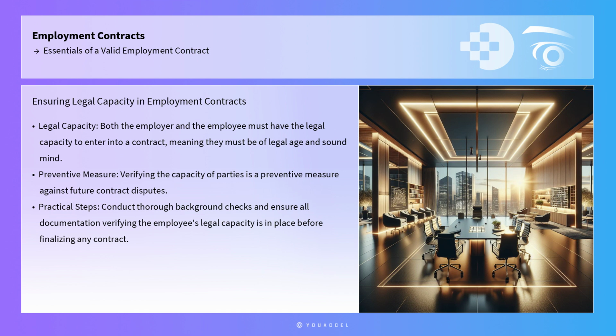Another critical element is the capacity of the parties involved. Both the employer and the employee must have the legal capacity to enter into a contract. This means that the parties must be of legal age and sound mind. For HR leaders, verifying the capacity of parties is more than a legal requirement. It is also a preventive measure against future contract disputes.